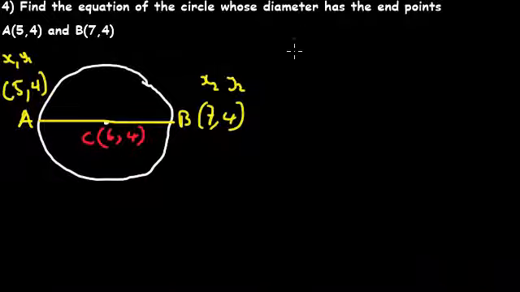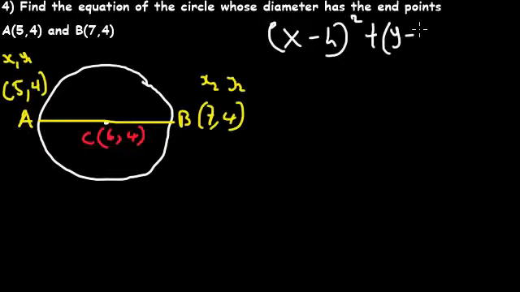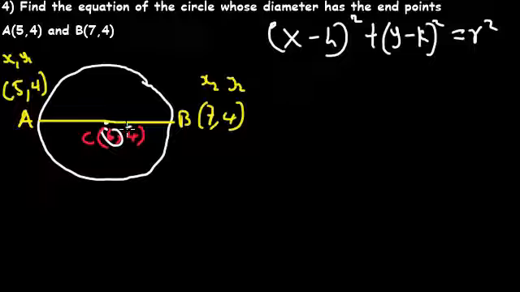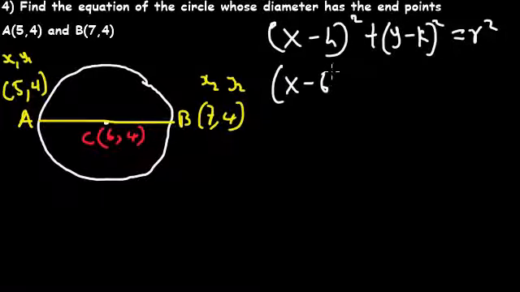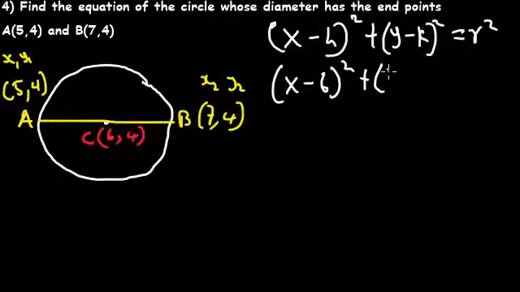So therefore, we know that the equation of the circle with center (h, k) is x minus h all squared plus y minus k all squared equals r squared. So now, h is 6 and k is 4. Always remember, h is the first value of the center and k is the one that follows. So therefore, we now have x minus 6 all squared plus y minus 4 all squared equals r squared.